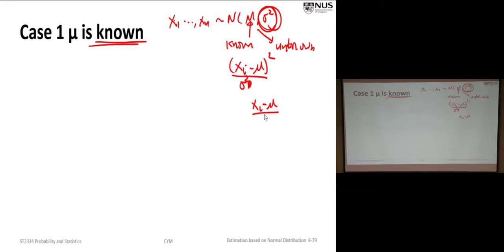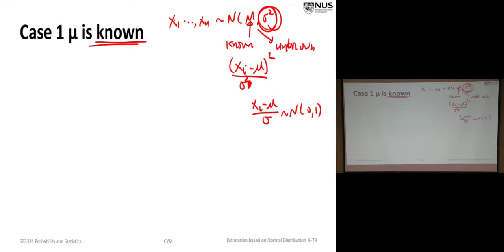(Xi minus mu) over sigma is a standard normal. I choose this quantity. Why? Because mu is known. Sigma is the only thing that I don't know, and in fact, this unknown quantity is the one that I'm interested in finding an estimate for.